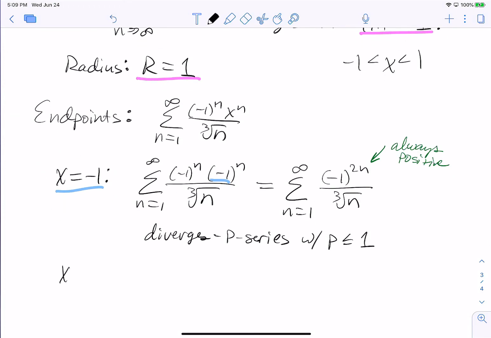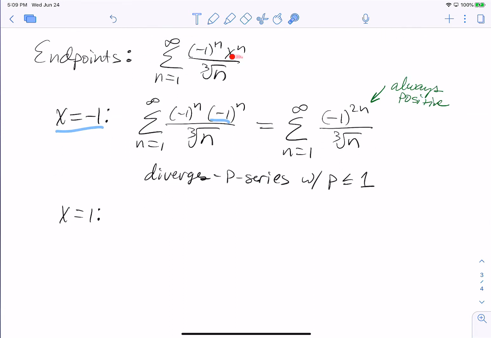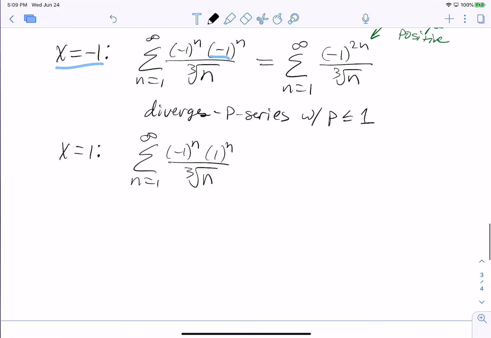Now we test separately for x equals 1. We're again going to replace the x in the sigma expression by 1. So we have the sum as n goes from 1 to infinity of negative 1 to the n times 1 to the n, if you like, or you could leave it out, divided by the cube root of n, which now is an alternating series. So this converges, and we can see it, but you can write out the steps for the alternating series test.